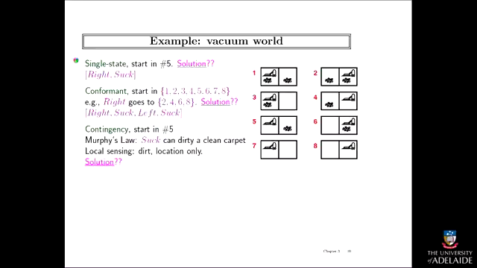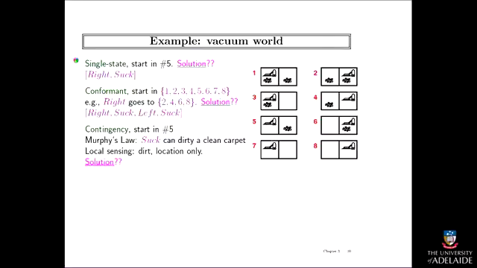Okay, so for a contingency problem, let's suppose we're guaranteed to start in 5, but perhaps we've got a defective vacuum cleaner that occasionally, even if the floor is clean, will accidentally leave dirt for some reason. We're not going to go into why that might happen, but we're going to rely on Murphy's Law for that. So the action suck can dirty a clean carpet. The way around this is we're going to have some local sensing. Otherwise, we can't ever solve this problem.